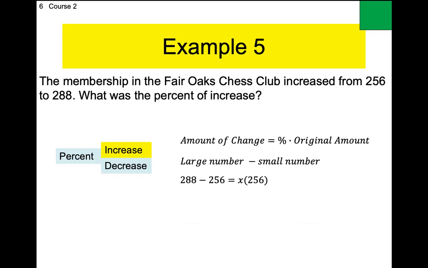I know the original number because it says it increased from 256 to 288. So there's my original number, 256. Now I just need to do the math. Let's see, can I do that in my head? 288 minus 256 would be 32, is that right? So 32 equals x times 256. I can't do that division in my head, so I will need some assistance here.